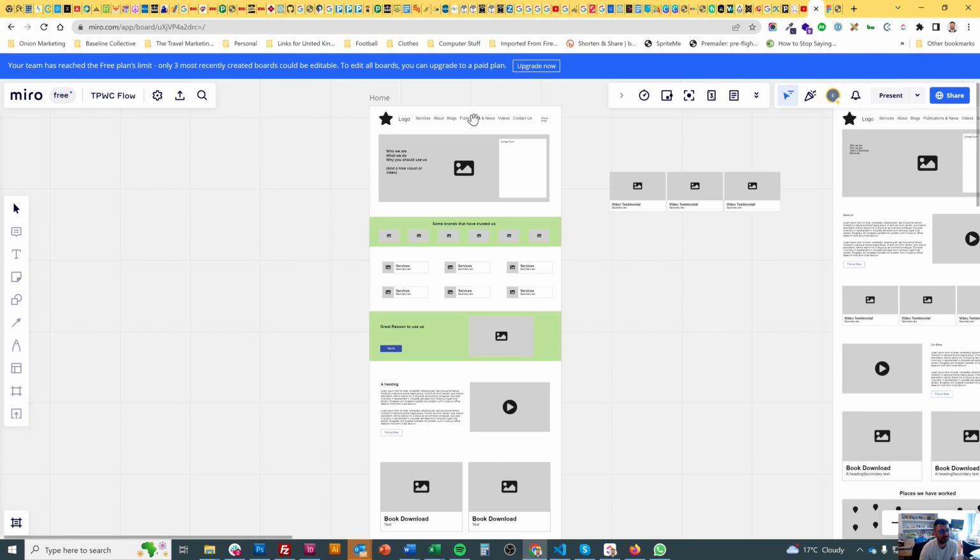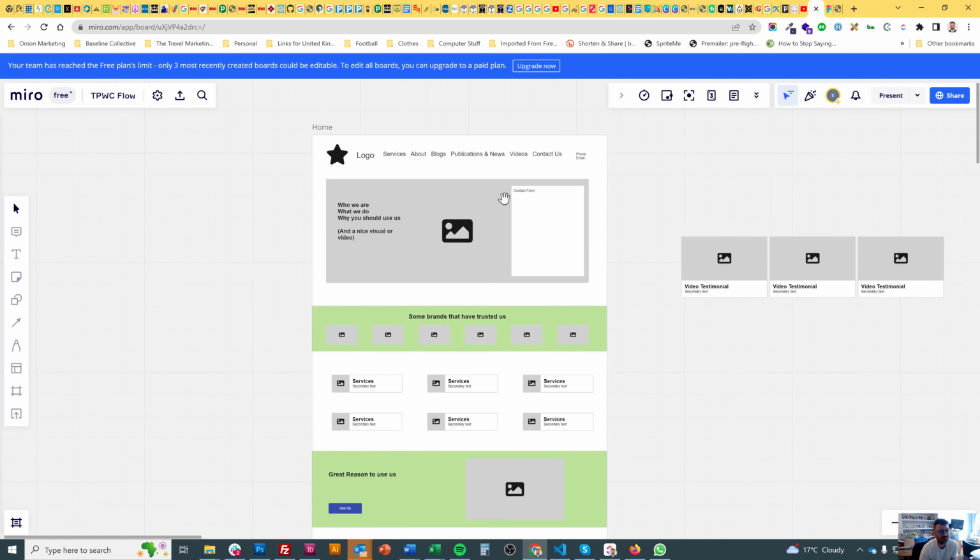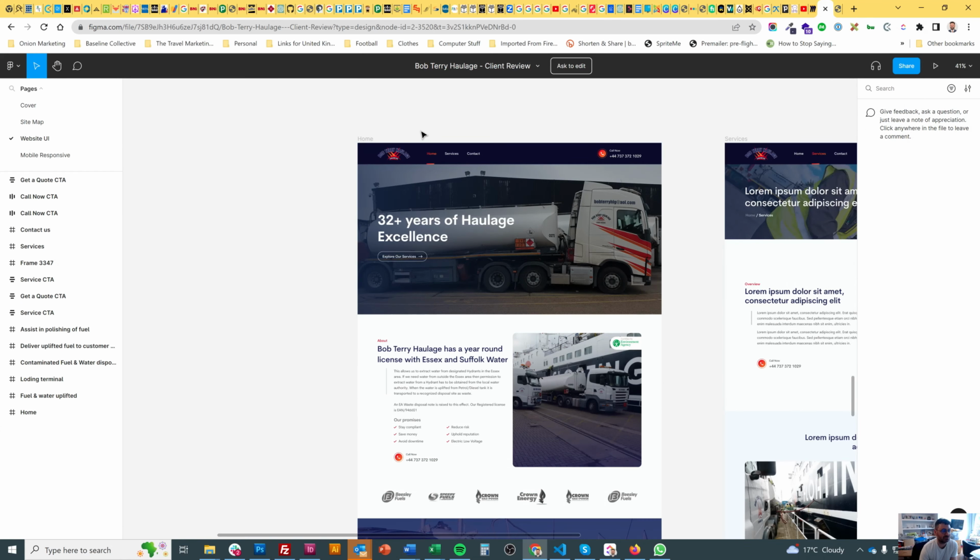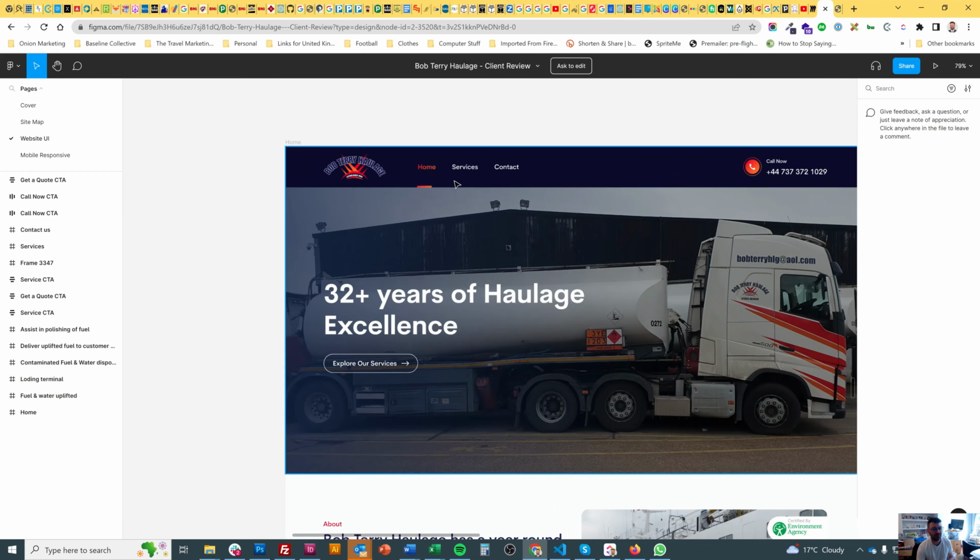And from that point onwards, we take this part, again it would have been signed off here, as well as the content being signed off, and we move straight on to the design part of the process. And that's when we do start adding the logo in and images.